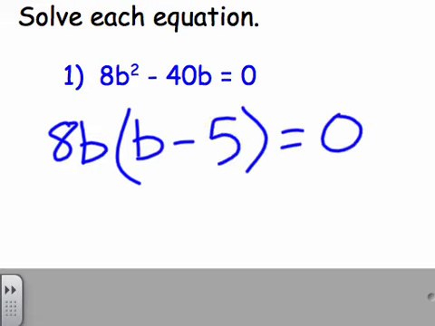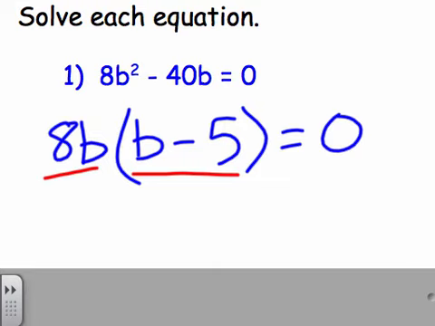So what my product property states is that I can set each of these equal to 0 individually, right? Because if 8b is 0, it doesn't matter what b minus 5 is, because 0 times anything is 0. Same thing if b minus 5 is 0.